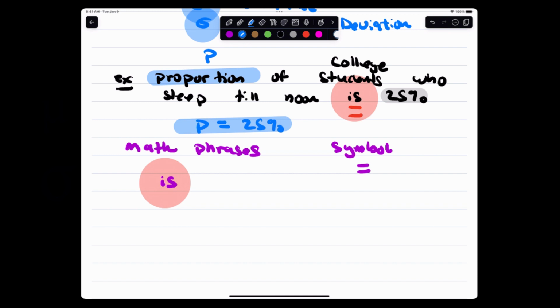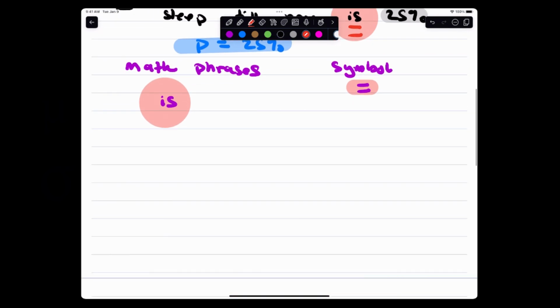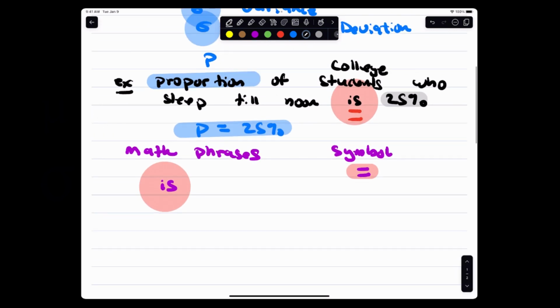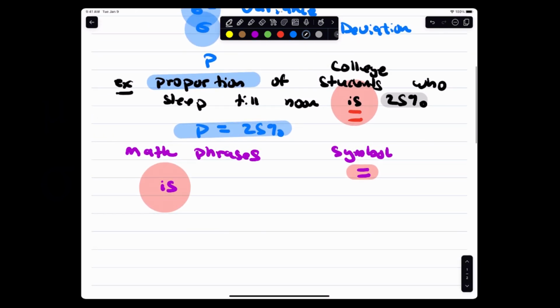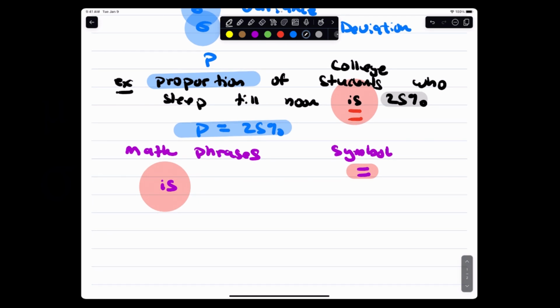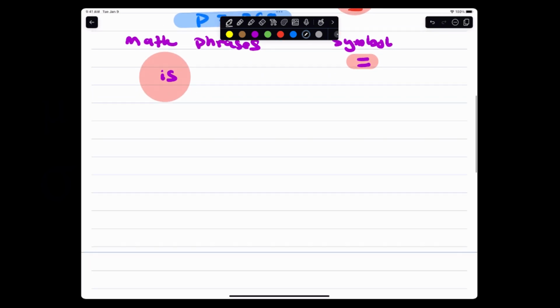So you got the math phrase is, and the symbol is what? Equals. All right, math phrase. Now, that's a phrase. We're going to do some more phrases. You guys okay with that? So what you're looking at is what we call a hypothesis. P equals what? 25%. Is that easy? All right. Let's give you guys another example.